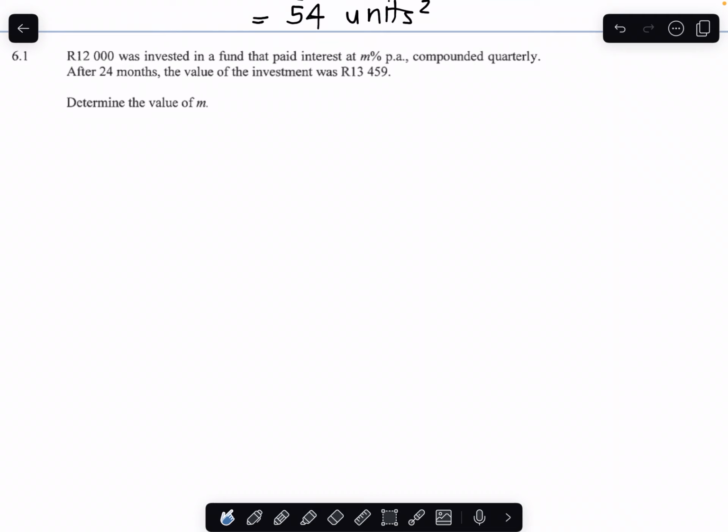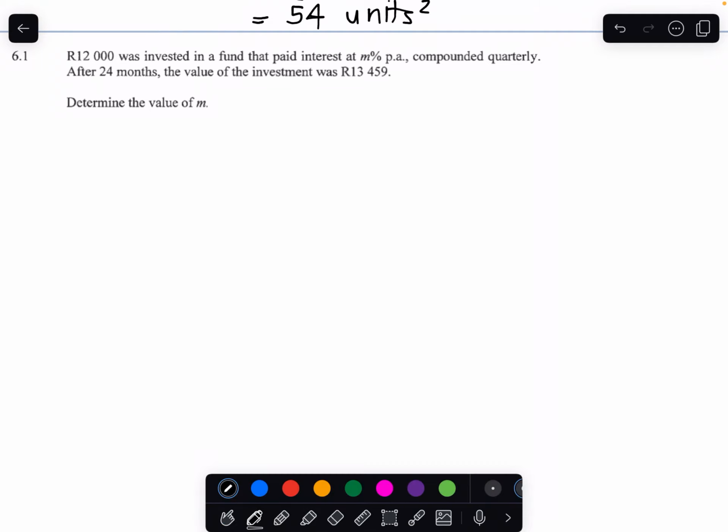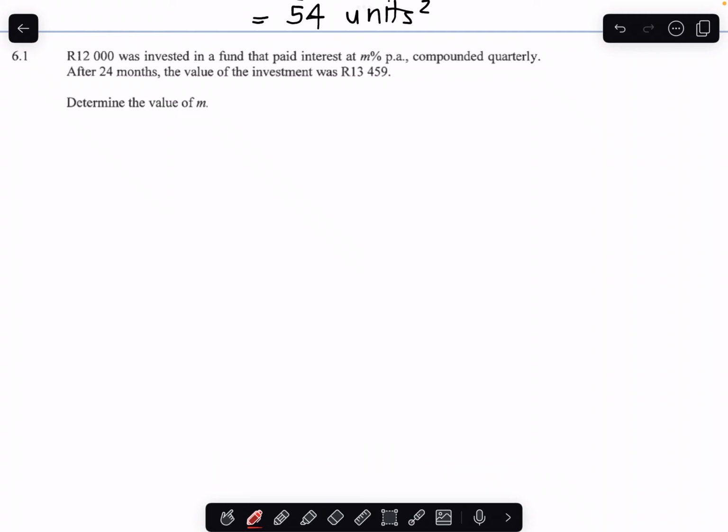Okay, so we know that our investments earn compound interest, not simple interest. So we know that we're going to be using our A is equal to P times 1 plus i to the power of n type of formula. The twist here is that the compounding is happening quarterly, not yearly.